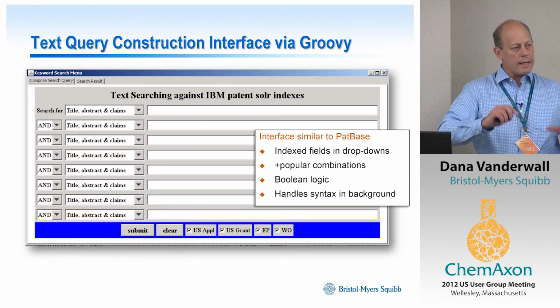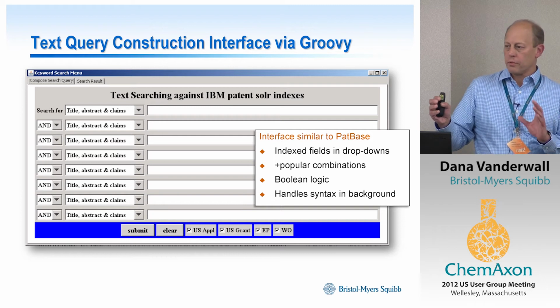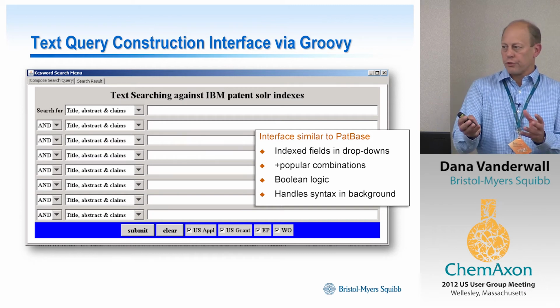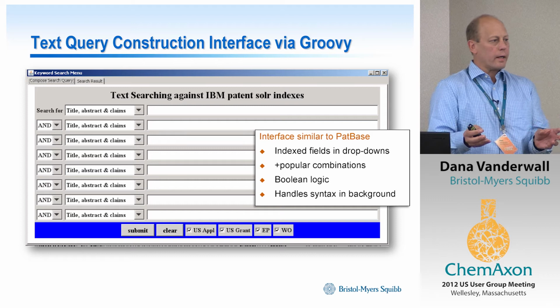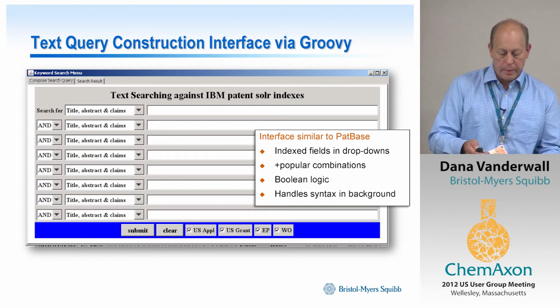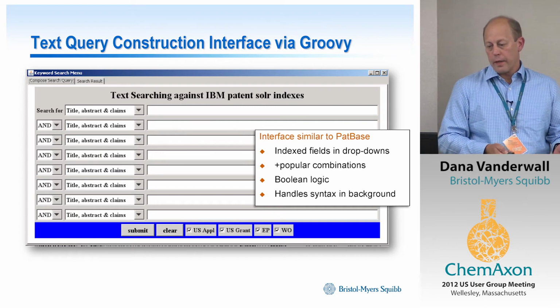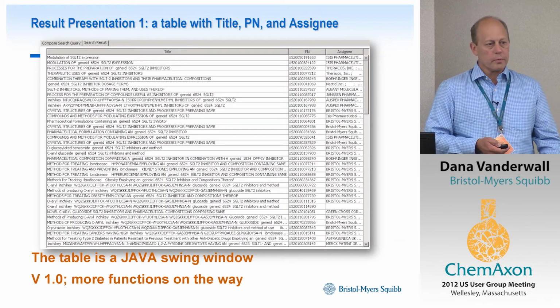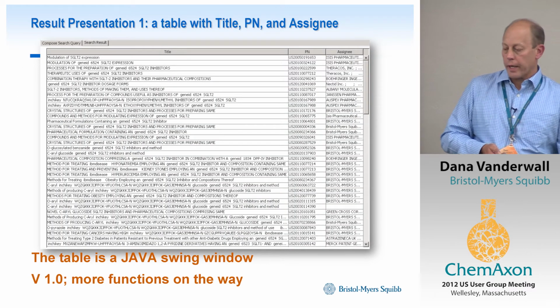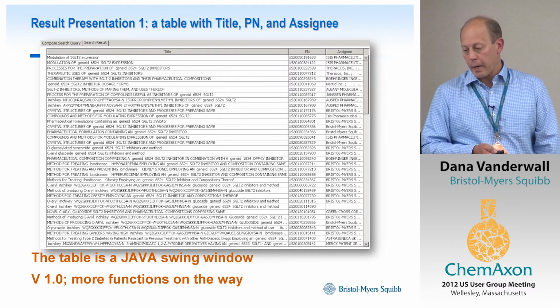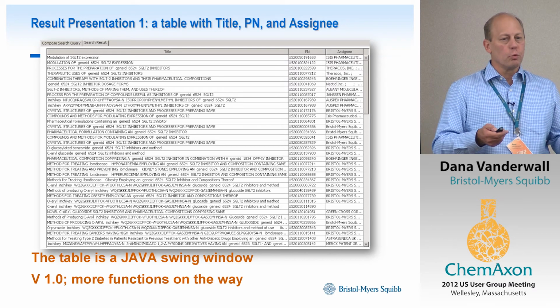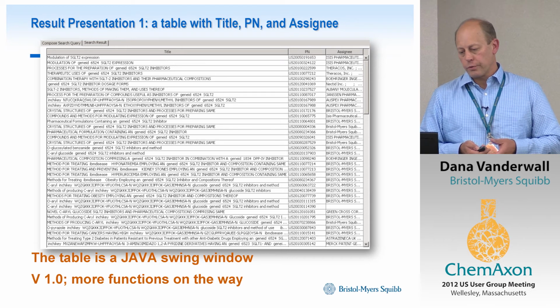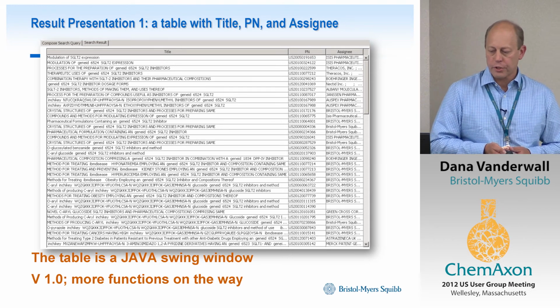Then it takes the text that the humans type in and turns it into the Solr syntax that you need to actually search the Solr database. Then you can pick the collections you want to search. You click that, and off it goes, and really very quickly comes back with this version 1 of the report output. This is just another window that gets popped up in Java Swing.